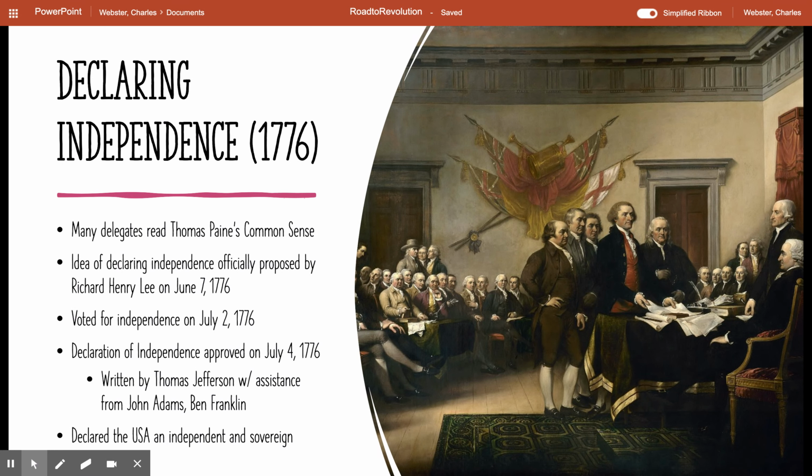So definitely let me know if you have any questions. We are going to pick back up in the next lesson. We're going to take a look at what happened after the American Revolution and talk about the Articles of Confederation and the creation of the Constitution. We're going to review that.